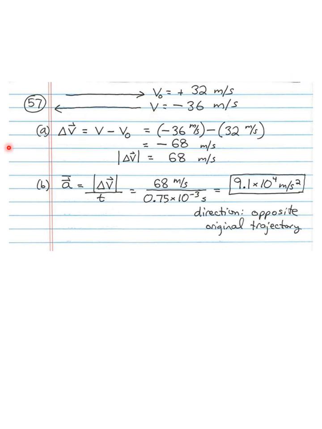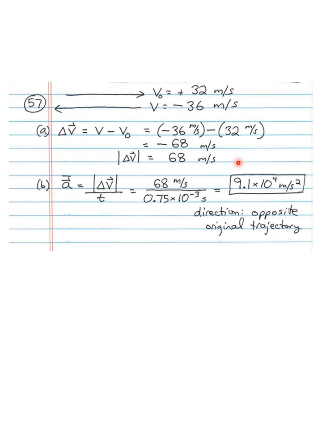We can mathematically show this: the change in velocity vector is final minus initial. And if we make the initial be in the positive direction to the right, and the final be in the negative direction, then final minus initial is negative 36 minus 32, and that becomes negative 68 meters per second, meaning the total change in velocity is 68 meters per second to the left, as I've drawn it. So the magnitude of the change of velocity is 68 meters per second.